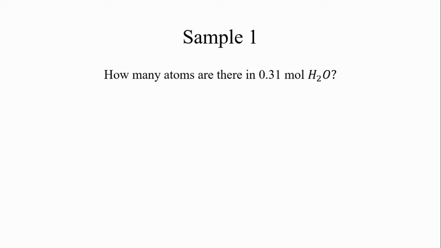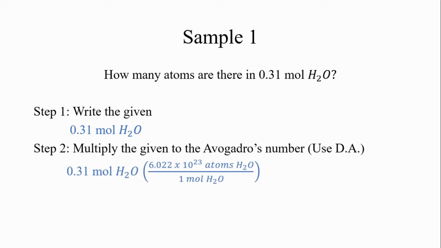Let's try some examples. How many atoms are there in 0.31 moles of H2O? Step 1. Write the given. Step 2. Multiply the given to the Avogadro's number. Again, use dimensional analysis. Using dimensional analysis, you can see that in 1 mole of H2O, there are 6.022 times 10 raised to 23 atoms of H2O.